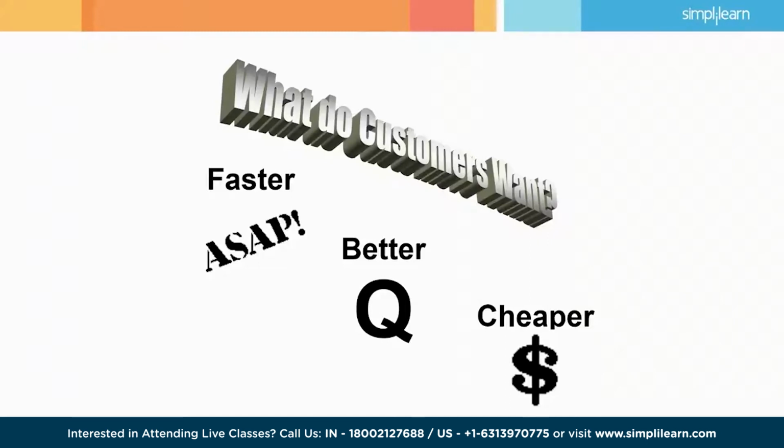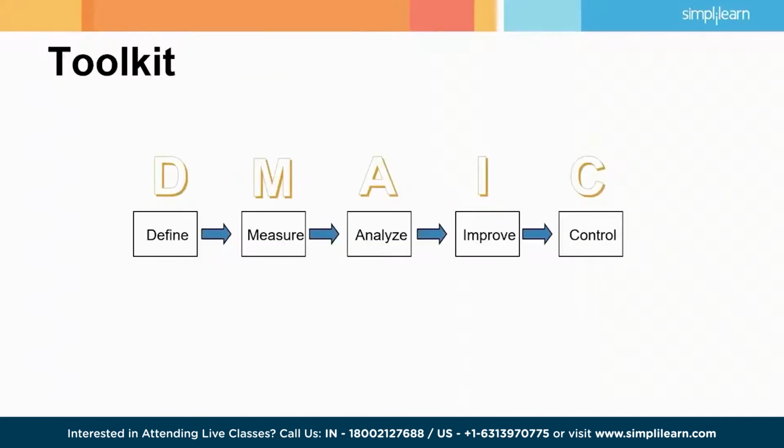Faster, that would be a reduced cycle time so that they can get the order much faster. They want it better, with improved performance, of course, better quality. And what's more, they want it cheaper, or less. So Lean Six Sigma will help you with these matters.